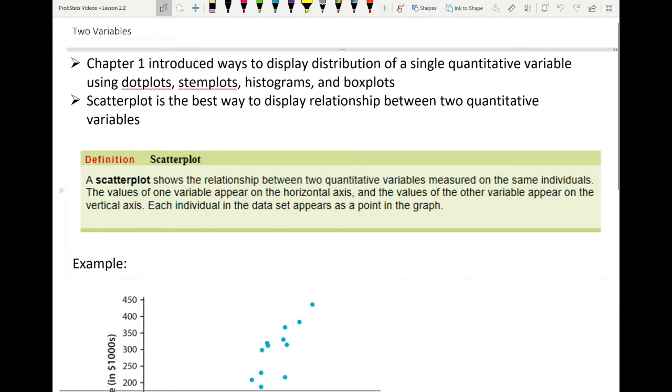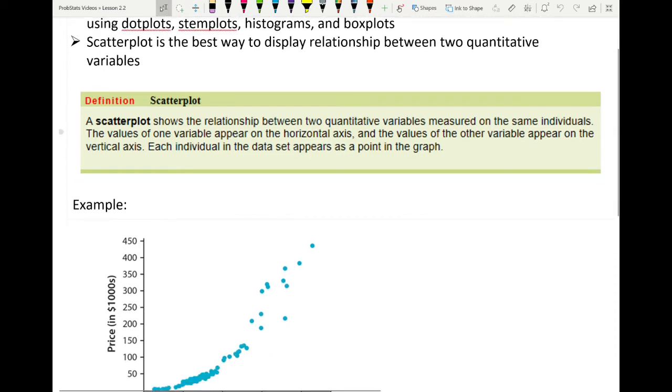All right, so remember that in chapter 1 we introduced ways to display the distribution of a single quantitative variable using dot plots, stem plots, histograms, and box plots. This time we want to display the relationship between two quantitative variables, and the scatter plot is usually the best way to do that, although there are other ways to do it as well.